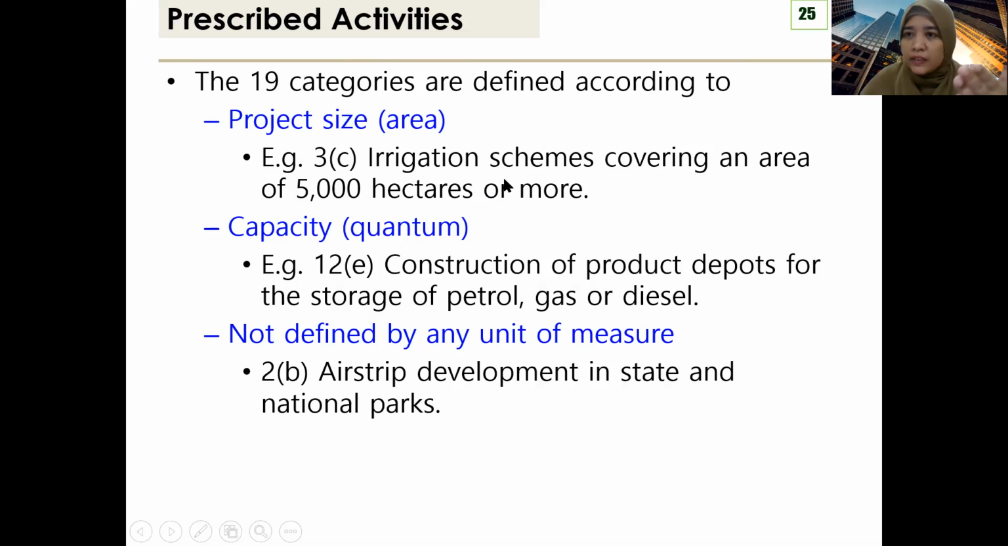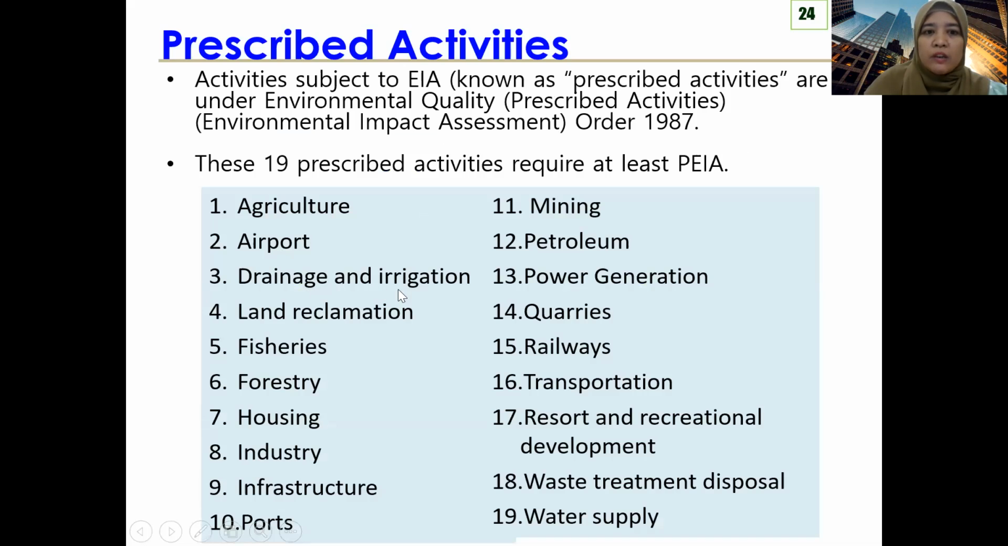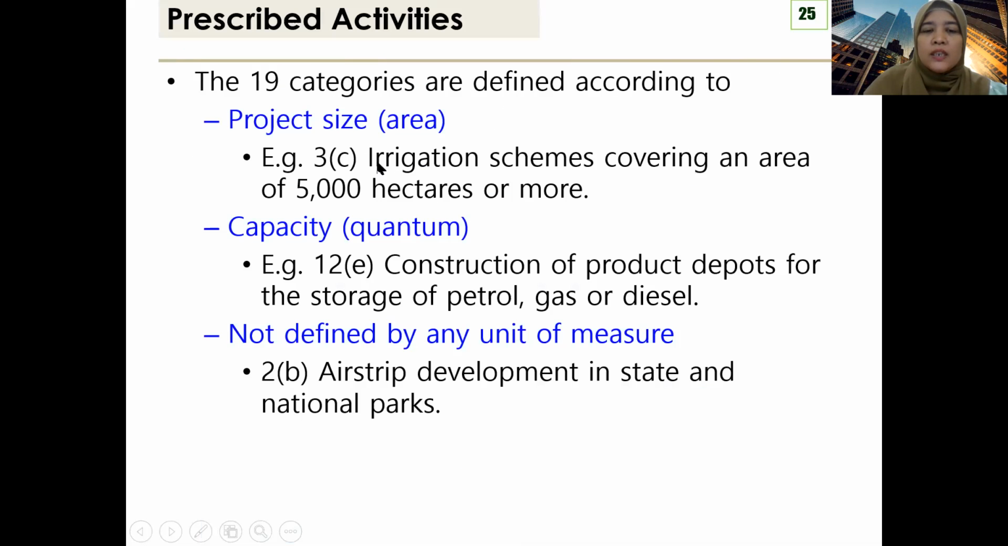So you go back to the size. That's the first criteria to look at. After the type of the activity, you look at the size. So project size. For instance, 3C just now, drainage and irrigation, right? Irrigation says covering an area of 5,000 hectares or more. So quite a large area lah. So the first one is you look at the area.